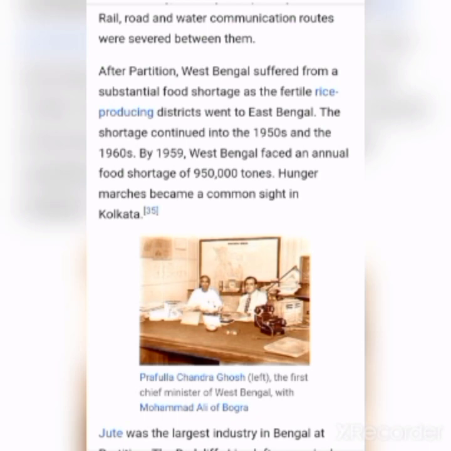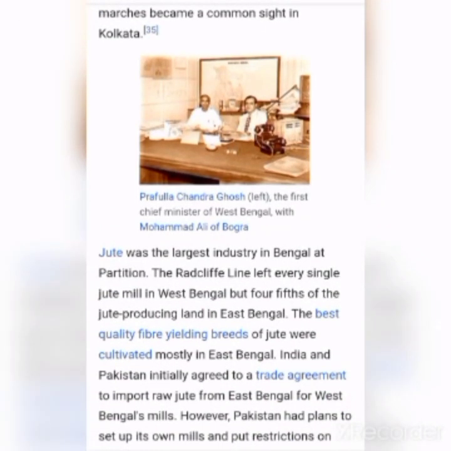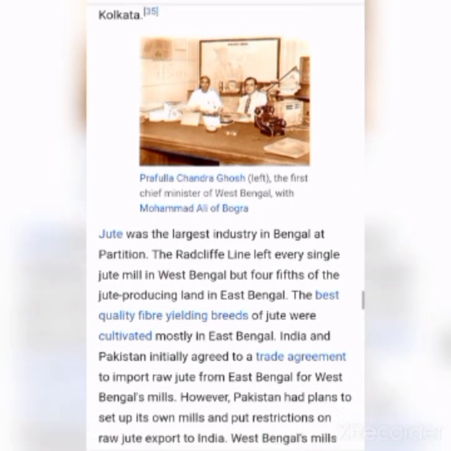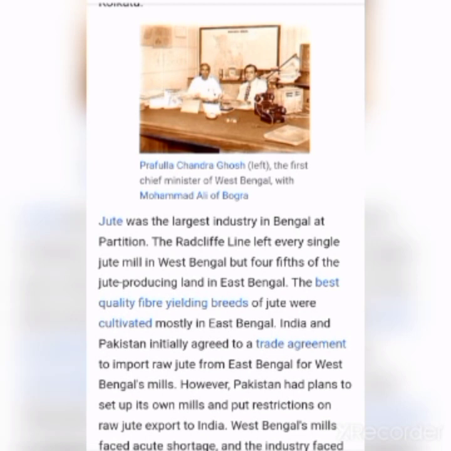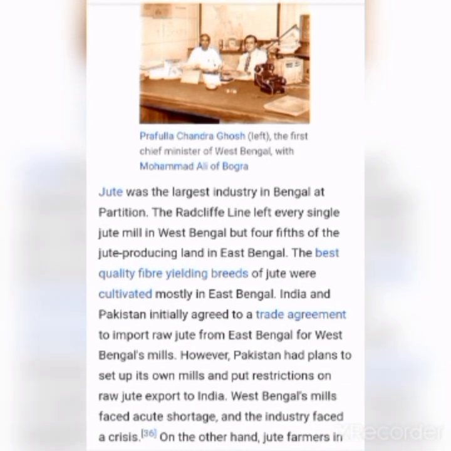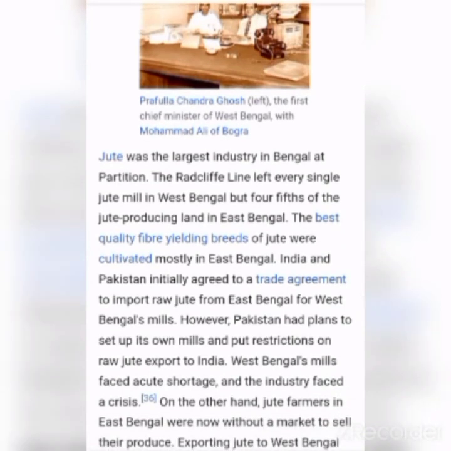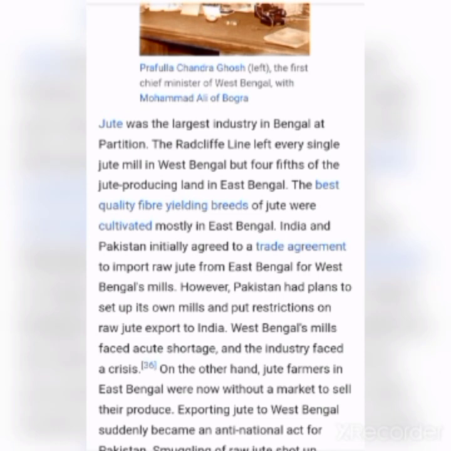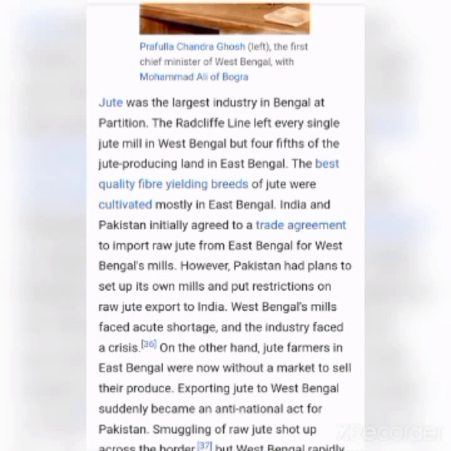Hunger marches became a common sight in Kolkata. Jute was the largest industry in Bengal at partition. The Radcliffe line left every single jute mill in West Bengal but 4/5 of the jute producing land in East Bengal. The best quality fibre yielding breeds of jute were cultivated mostly in East Bengal.